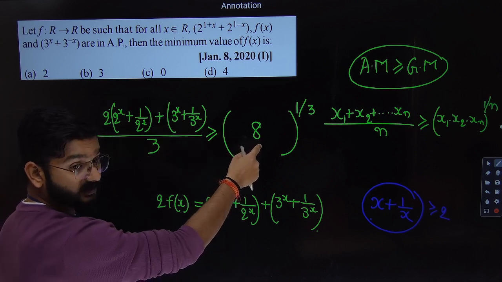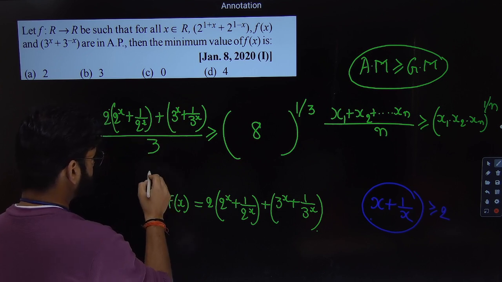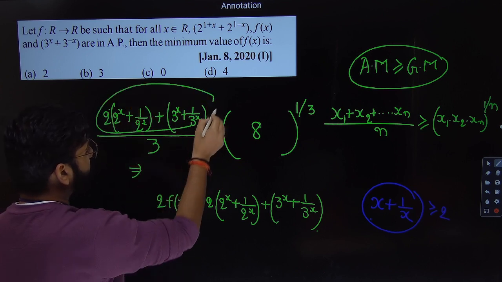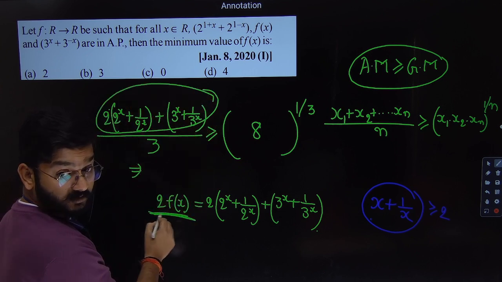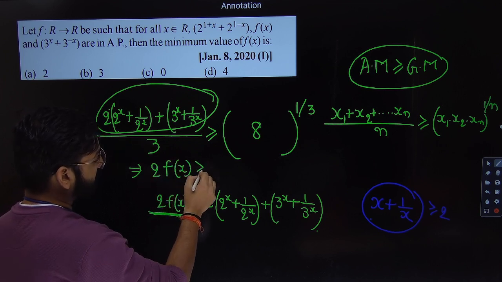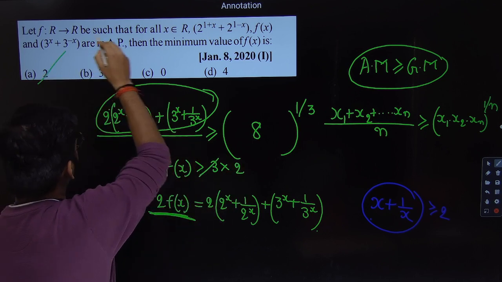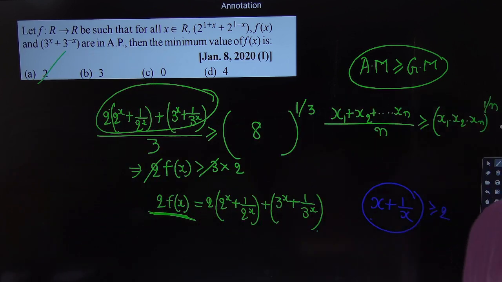So what is the value of this? 2. 2 into 3, 6. And the numerator is how much? 2 to the power f of x. So 2 to the power f of x will be 3 into 2. What is the answer? It's 3.